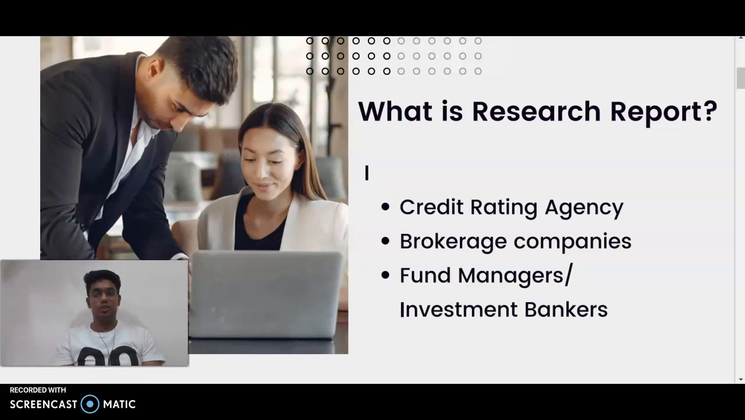And who makes the research report? That's the most important thing. A normal retail investor is not making the research report. It's made by, first, the credit rating agency. This is a very technical term, so let's understand what a credit rating agency, CRA, is.